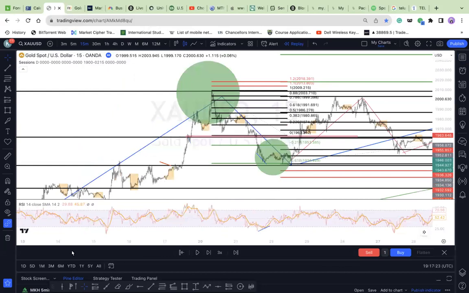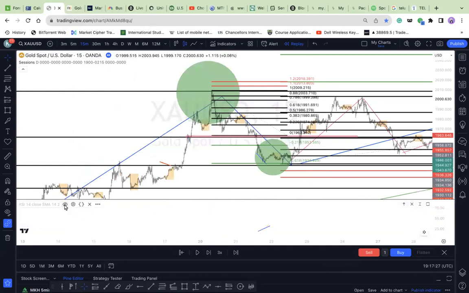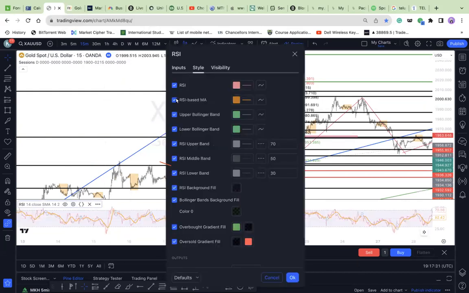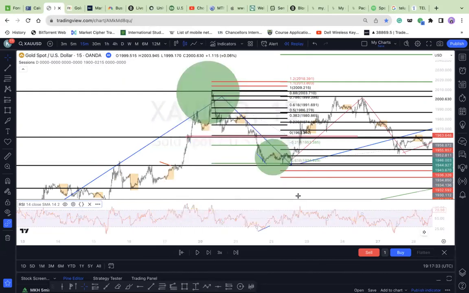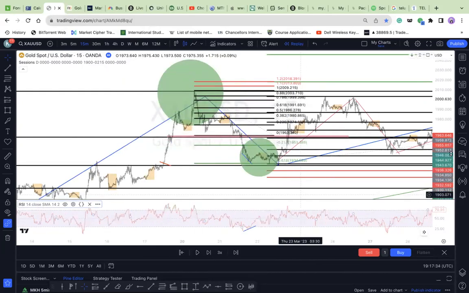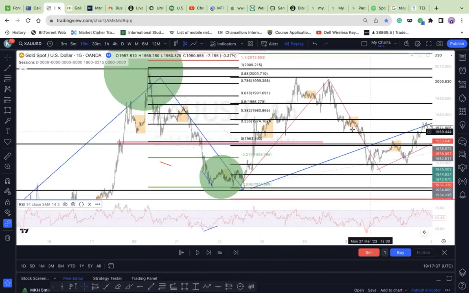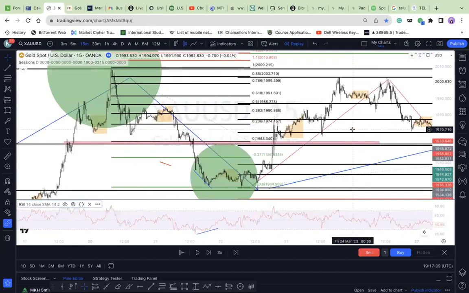You see the yellow moving average, go in settings and then take off the moving average. Yeah, that's fine. So now zoom in for me. You can clearly see the divergence that we had.